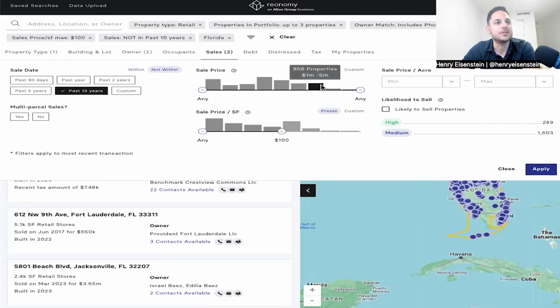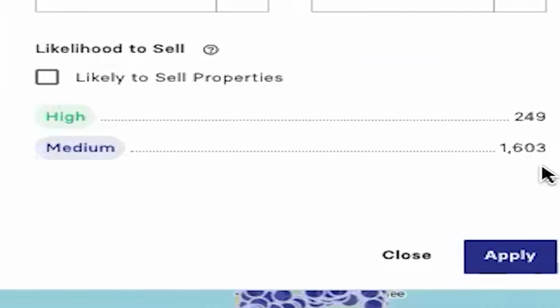You can play around with the sales prices here. There's a lot of different options. I don't really want to play around with this too much. I typically will play around with the price per square foot for industrial and for retail very commonly. We're down to 7,562. There's still about 1,850 properties here in the likelihood to sell. It's good news. Let's go to debt.